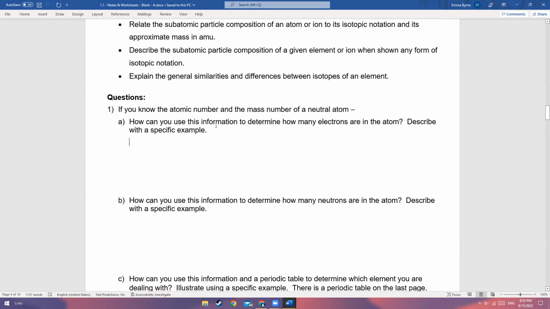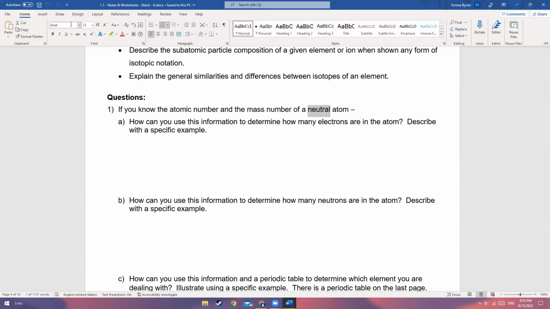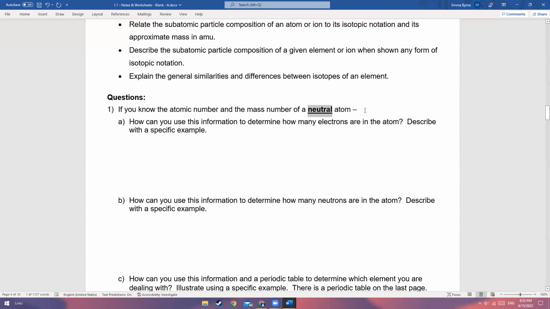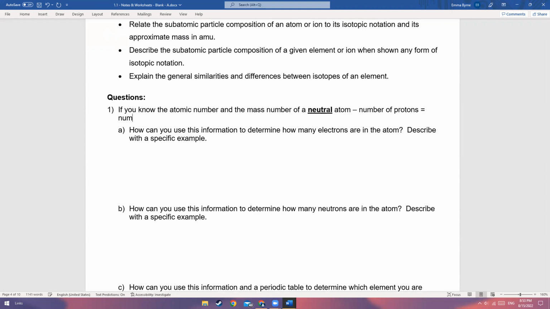So if you know the atomic number and the mass number of a neutral atom, first off, let's better define what neutral means. If you recall from the notes above, a neutral atom indicates that the number of protons is equal to the number of electrons. From a charge standpoint, protons have a positive charge and electrons have a negative charge. So if you have the same number of each, those cancel out, and the result is a charge of 0 on a neutral atom.